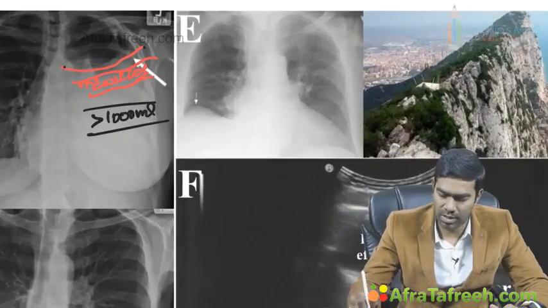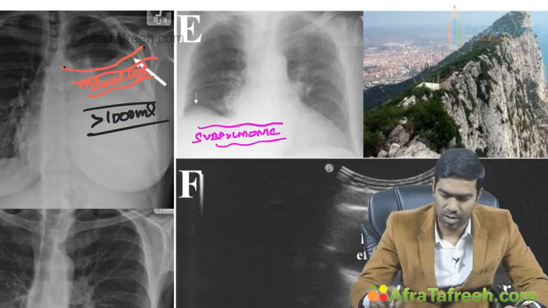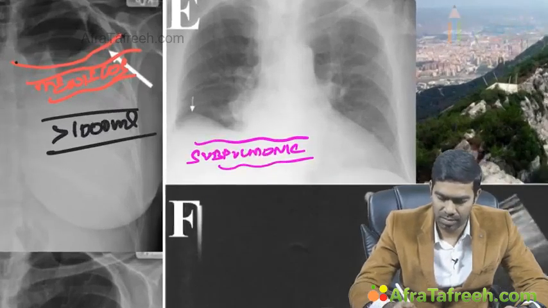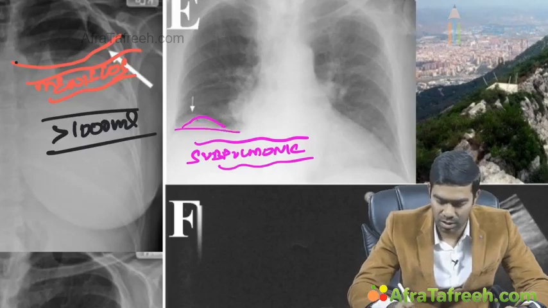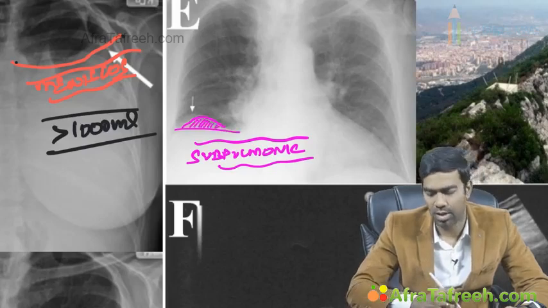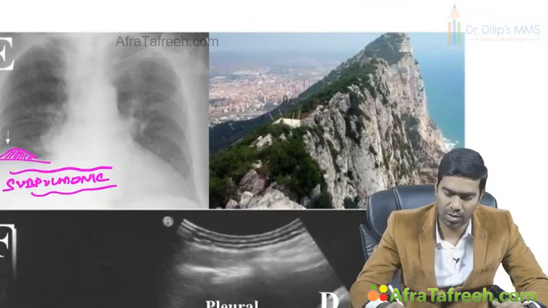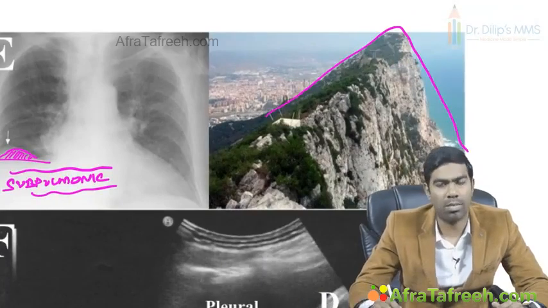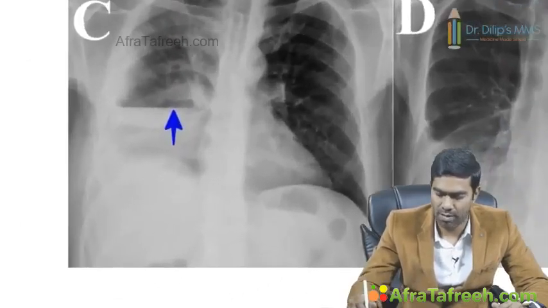And this is a typical example of a subpulmonic effusion. Clear? You can see very clearly that this patient looks like they have an elevated hemidiaphragm, but it's not. This is actually the pleural fluid here, producing an elevated hemidiaphragm-like appearance, and this is what we refer to as the Tower of Gibraltar appearance. We know this already. We have learnt it.